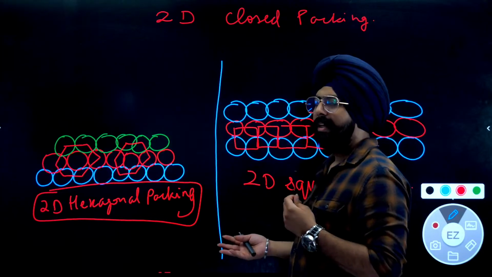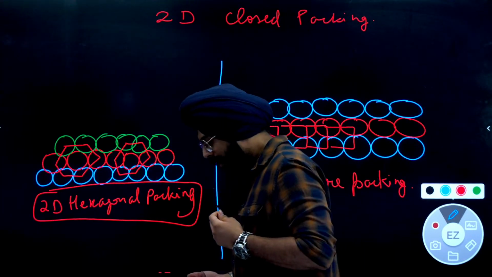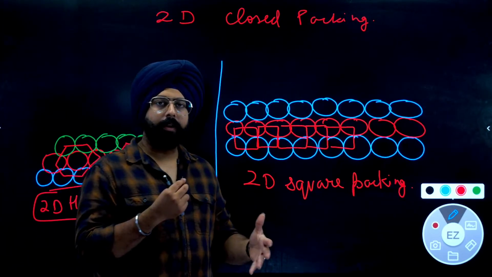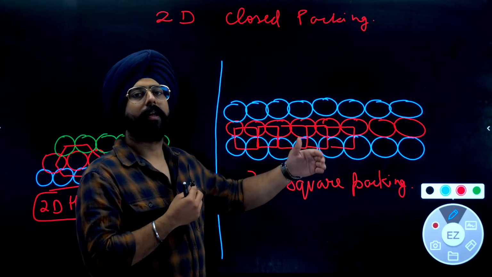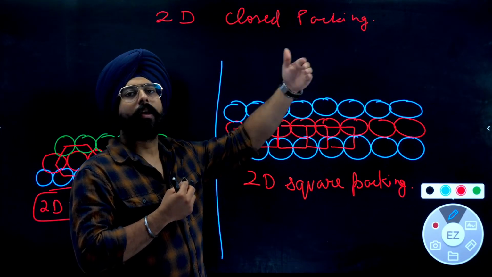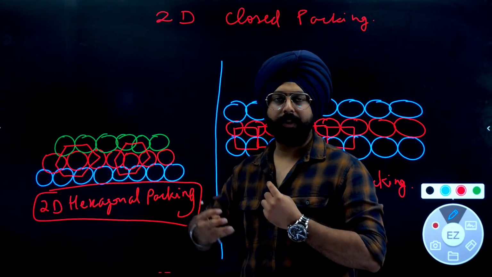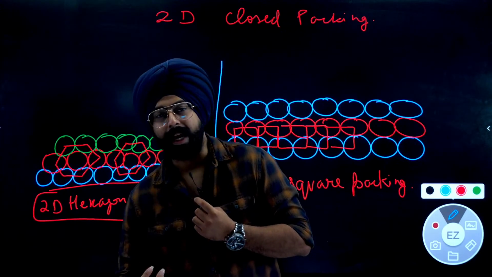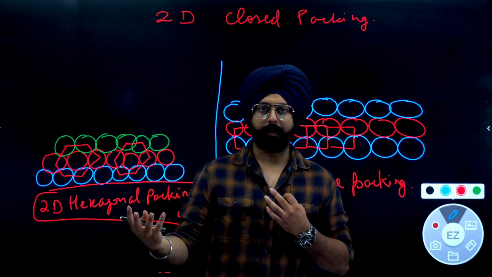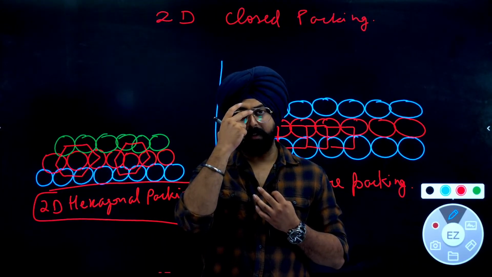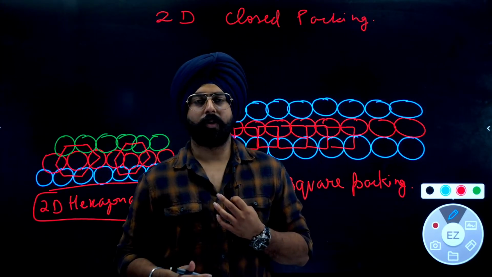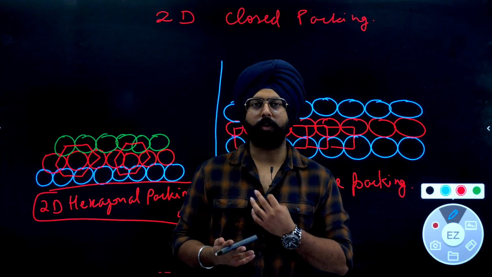So this is 2-dimensional. Now in 3 dimensions, what we can do is we can take multiple layers of, let's say, square packing, and keep them on top of each other. We can take multiple layers of hexagonal packing, keep them on top of each other, right? And that will give us 3-dimensional packing.